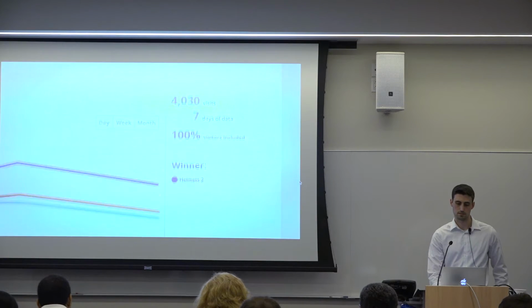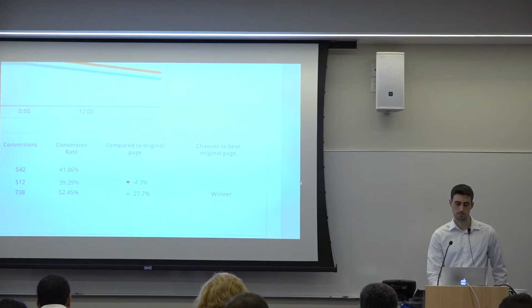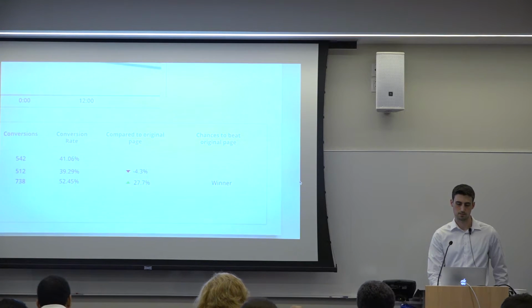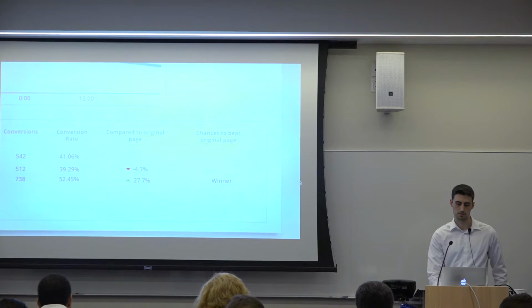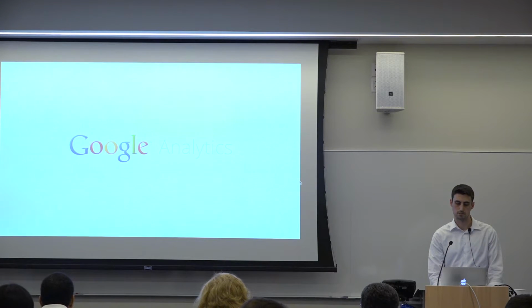The experiment ends once a winning variation is found, or once it's determined that none of the variations outperform the original. Content Experiments integrated into Google Analytics lets you improve your site experience and optimize conversion rates on the things that matter for your business.